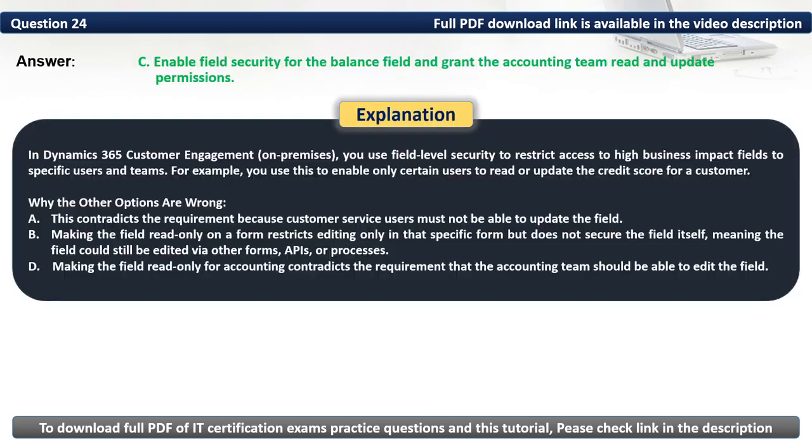In Dynamics 365 Customer Engagement, you use field level security to restrict access to high business impact fields to specific users and teams. For example, you use this to enable only certain users to read or update the credit score for a customer.